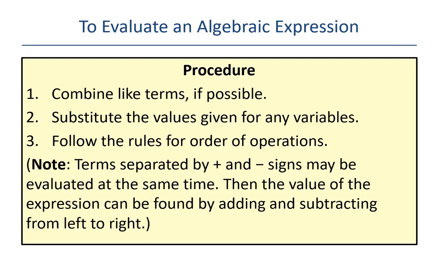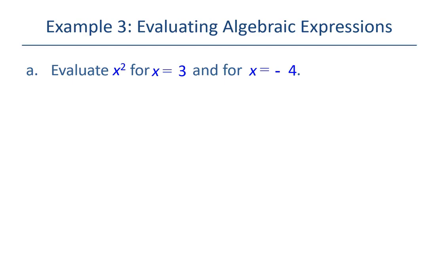Okay, to evaluate algebraic expressions, we're going to combine like terms if possible, substitute the values of any given variables, and follow the rules of order of operations. Terms separated by plus and minus signs may be evaluated at the same time. Then the value of the expression can be found by adding and subtracting. Okay, let's take a look. What does that mean? Let's take a look at one.